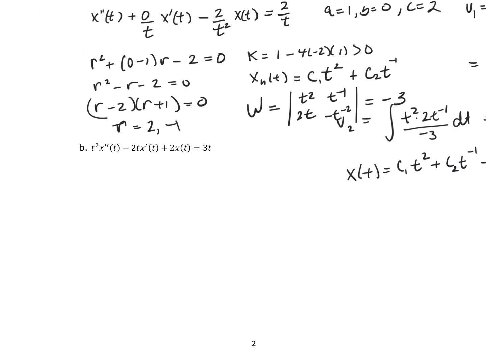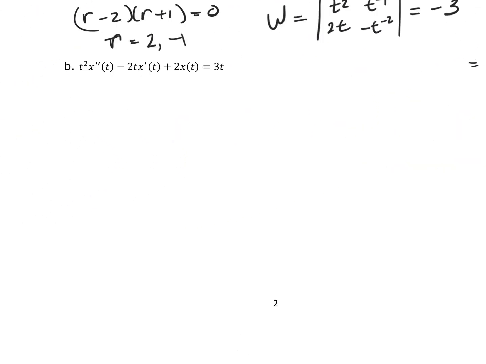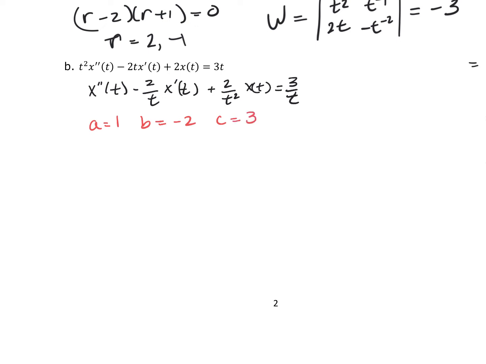Let's take a look at my next example here. And once again, I need to divide everything by t squared. And when I divide everything by t squared, I'm going to get x double prime of t minus 2 divided by t x prime of t, and then plus 2 over t squared of x of t, and this is equal to 3 over t. So then my a is 1, my b is negative 2, and my c is 3.